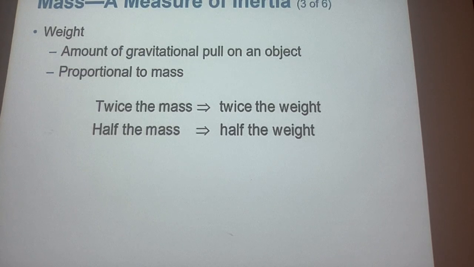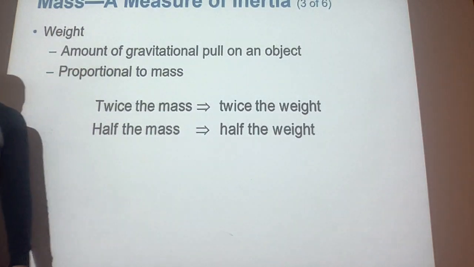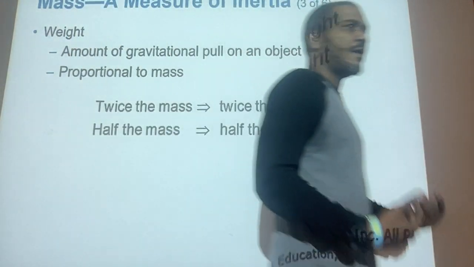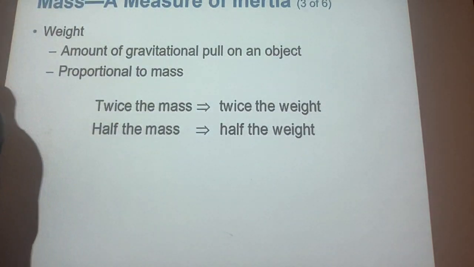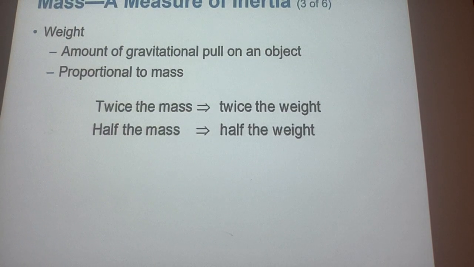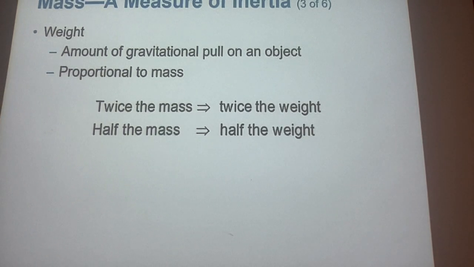So there it is. Weight is the amount of gravitational pull. Your weight depends on gravity. Your mass does not depend on gravity, but your weight depends on gravity. There are some equations that we'll eventually talk about, and you should be able to see that directly. But your weight is the amount of gravitational pull.